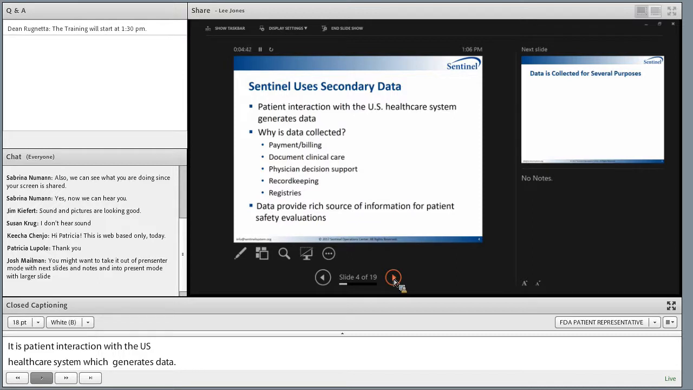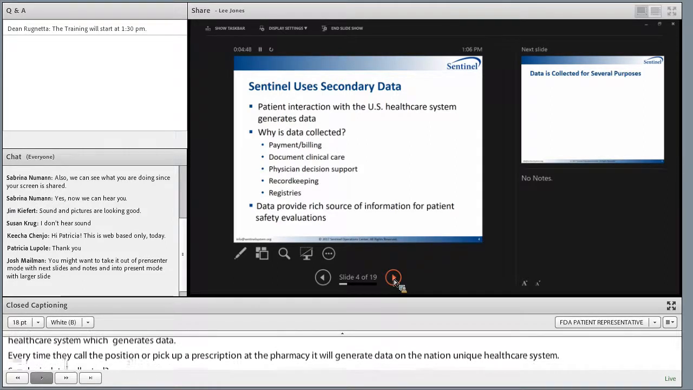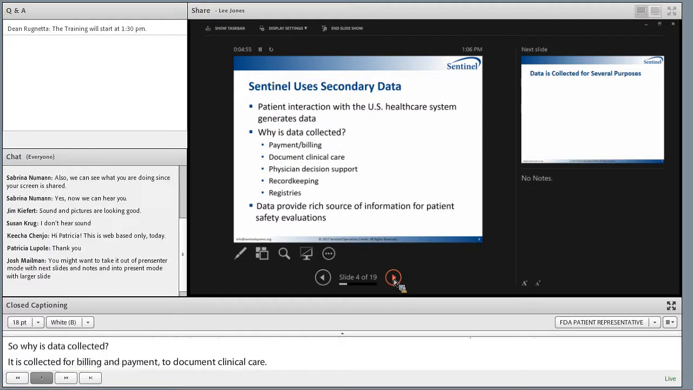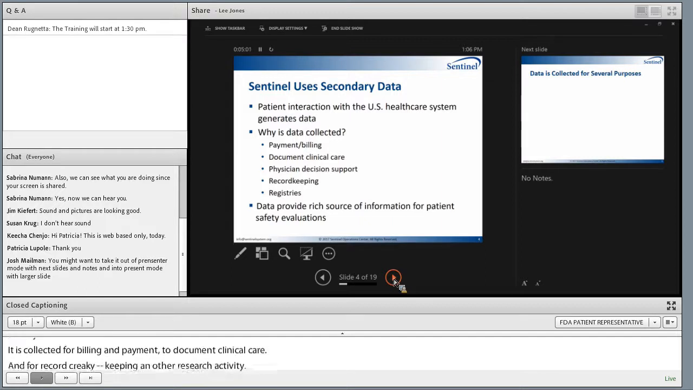So why is data collected? It's collected for payment and billing issues. It's collected to document clinical care. And it's collected for record keeping and other research-based activities like Sentinel. So these data provide a rich source of information for patient safety evaluations. Next slide, please.